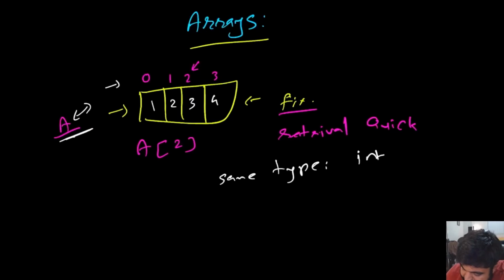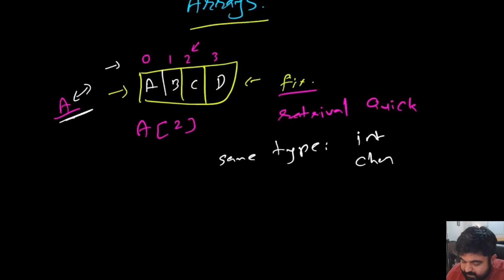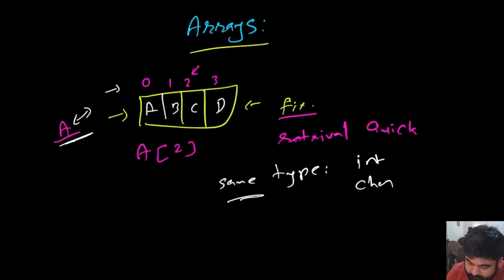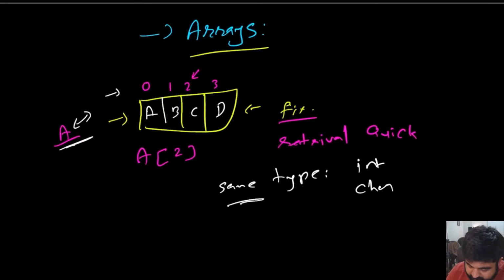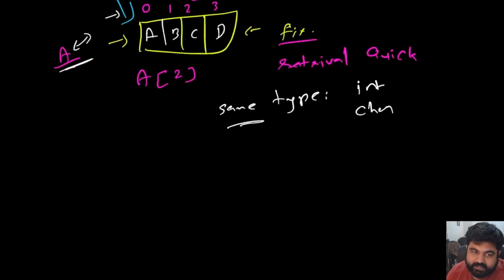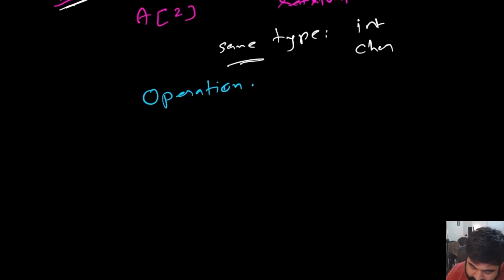Let's say I create a character array. Then all the values that I'm going to store inside the array are going to be character values. So I can store values like A, B, C, D, stuff like that. But in either case, they all have to be of the same type. These are the typical properties of an array, and visually they look like a continuous block of memory of fixed size. Now let's see what the different operations we can do on any given array are and how they behave inside the memory.